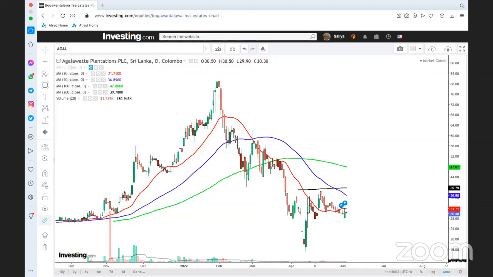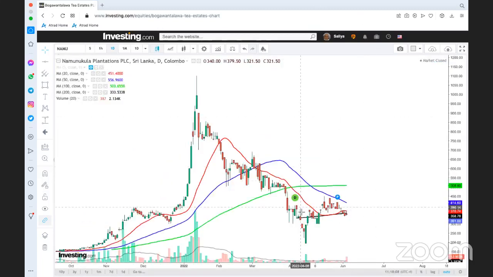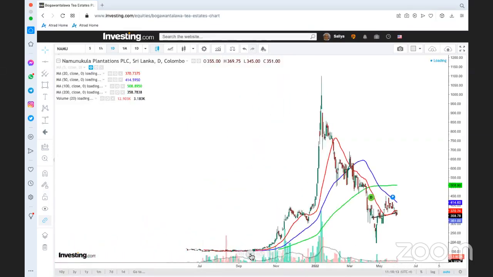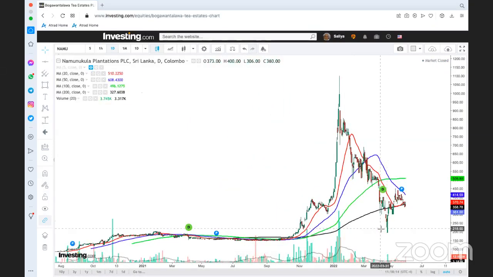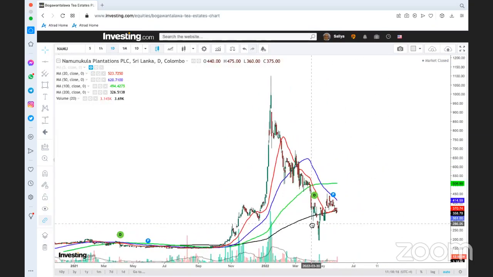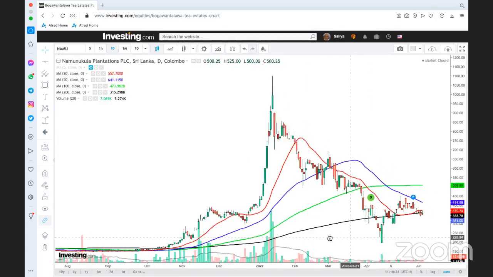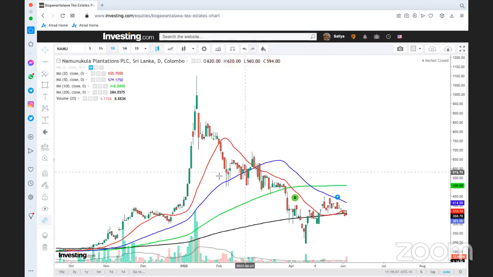Then we'll go to Namunukula Plantation. You have the same scenario. It has gone above the 200-day moving average also, but is testing that level, taking support at that. Whereas the 50 and the 100 are acting as resistance levels.